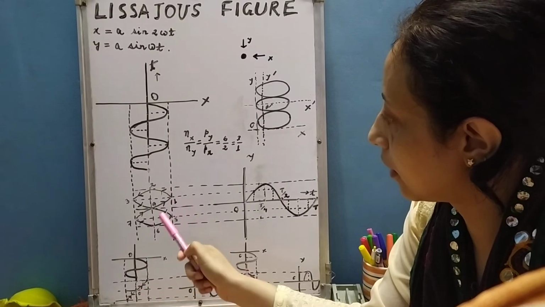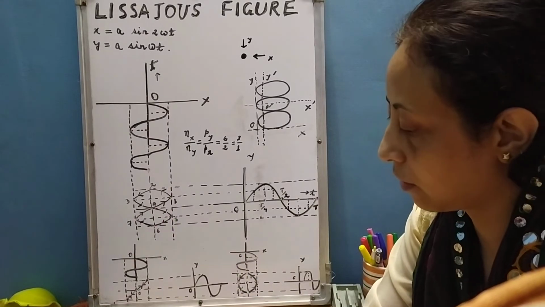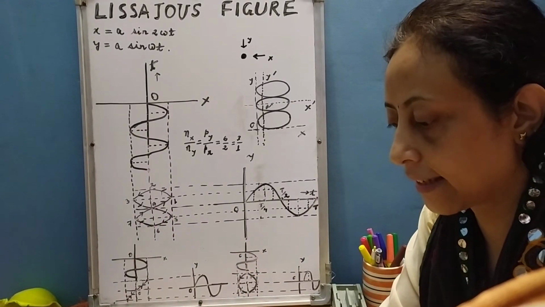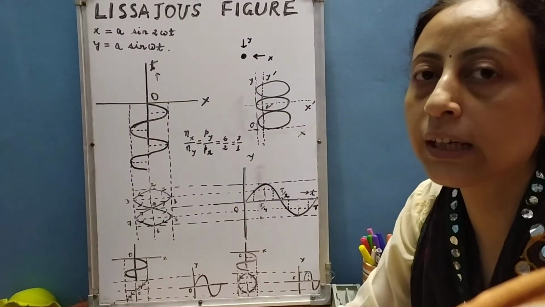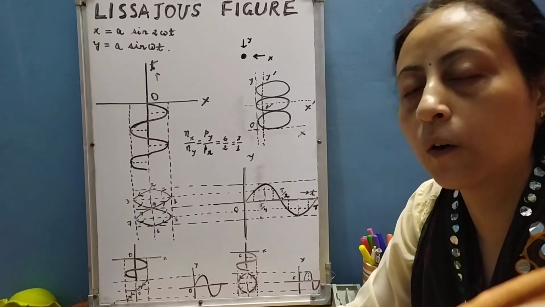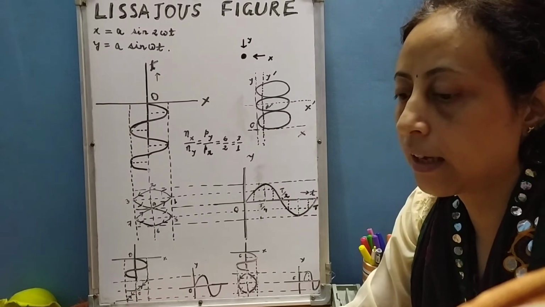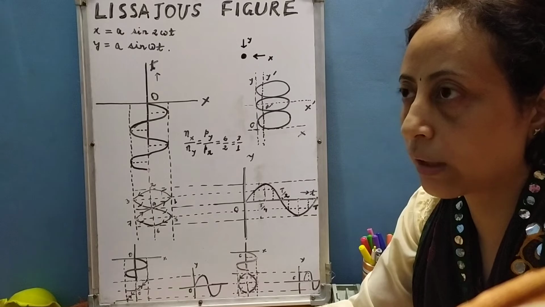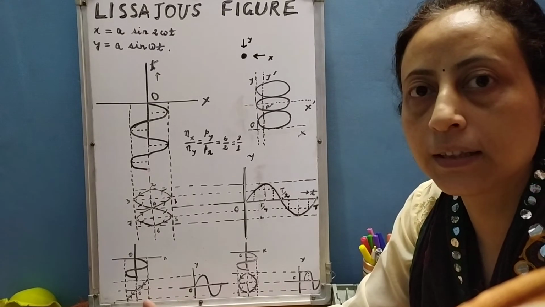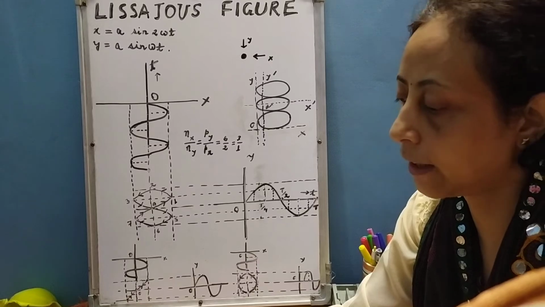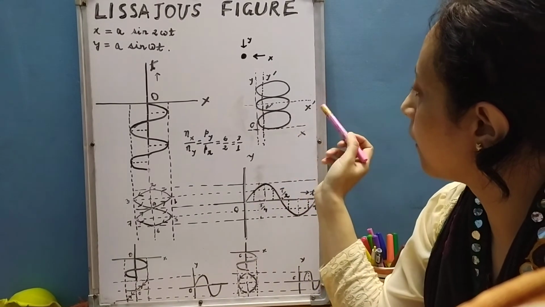And here it is in the form of two loops. And so many other Lissajous figures you can draw if you know the equations. If you know the constituent equations, you can draw all the corresponding Lissajous figures. Okay? So Lissajous figures basically means that whatever figure you get by superposing two perpendicular simple harmonic motions, that is a Lissajous figure. Okay?